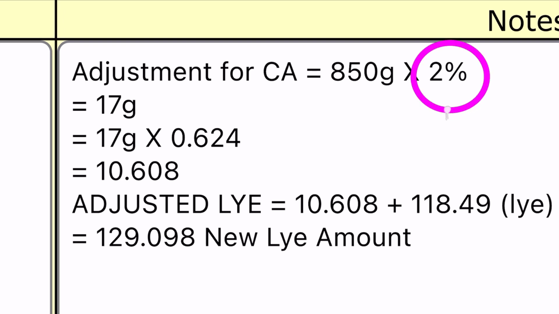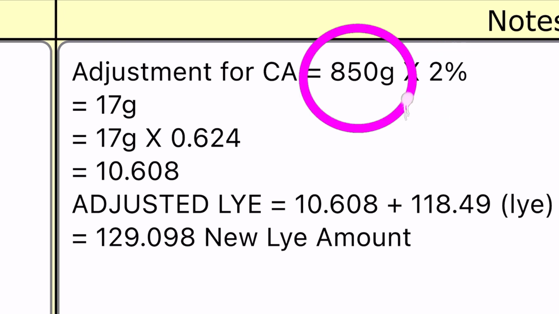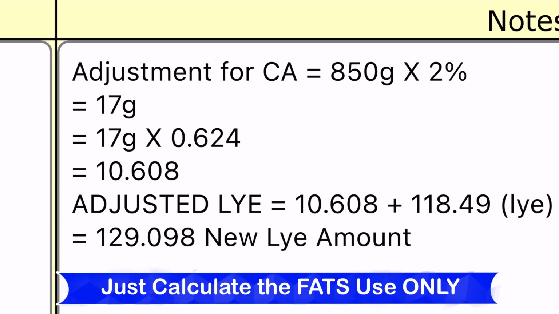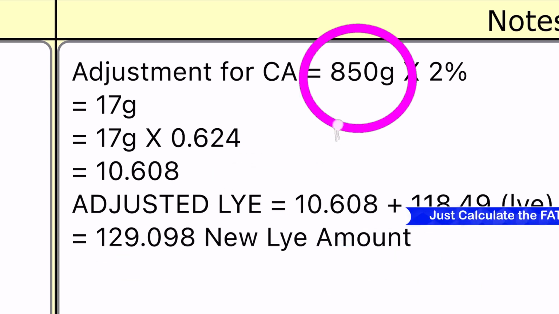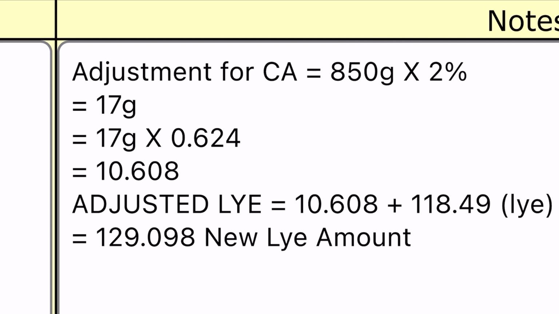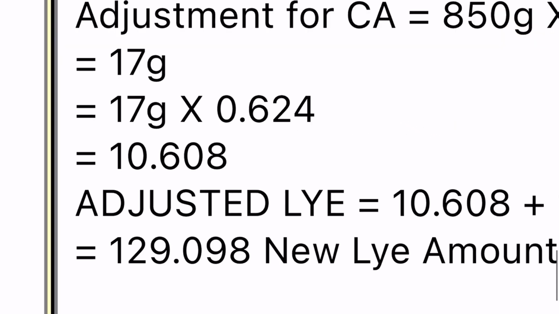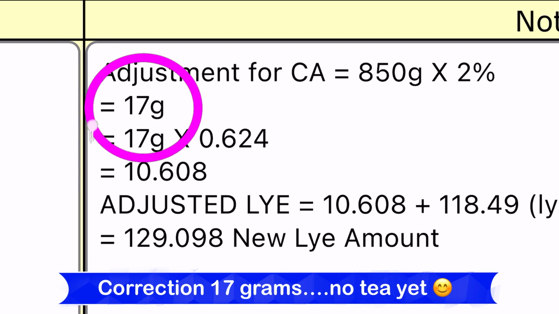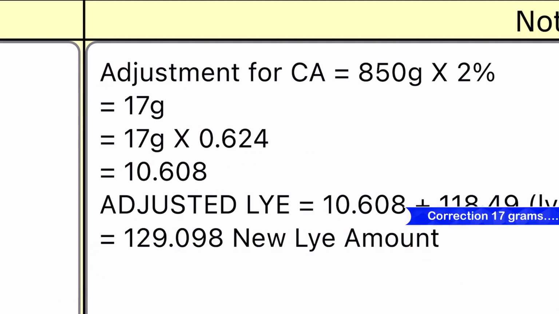Now, the citric acid that I use is 2%. The oil that I use is 850 grams. We calculate the oil, not the total amount, just the oil only. So 850 grams times 2% gave me 14 grams. Now we have to make an adjustment to it, to calculate the additional citric acid.